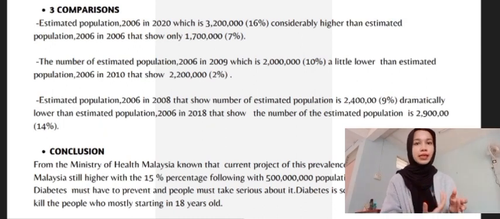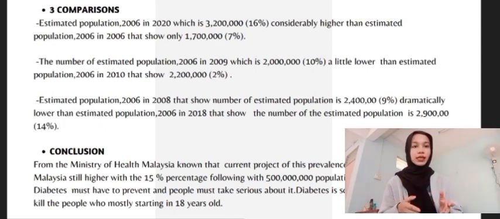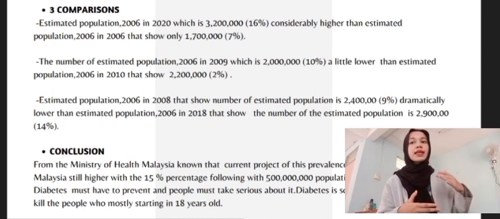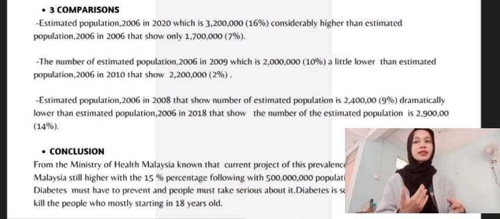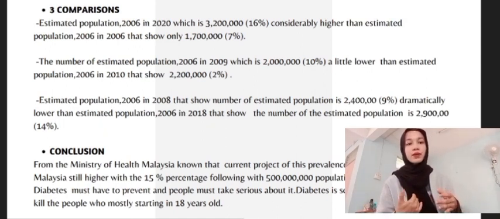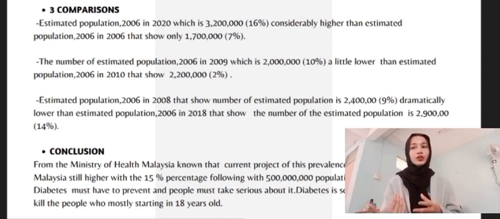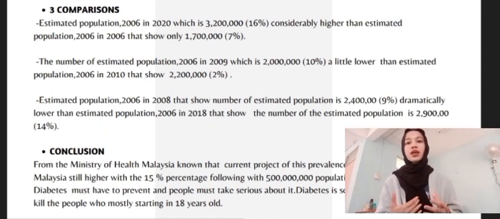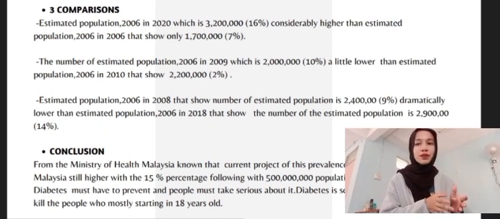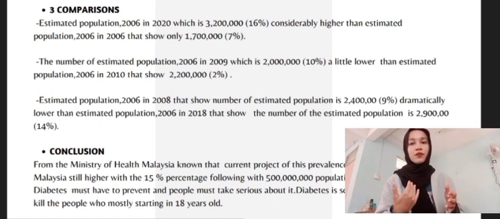And the last comparison is the estimated population 2006 in year 2008 that shows the number of estimated population in 2,400,000 in percentage 9%, dramatically lower than the estimated population 2006 in 2080 that shows the number of the estimated population is 2,900,000 in percentage 40%. And the conclusion from the Ministry of Health Malaysia, now the current projection of this prevalence in Malaysia is still higher with the 15 percentage, following 500 million population that have diabetes. We must prevent it and people must take it seriously.